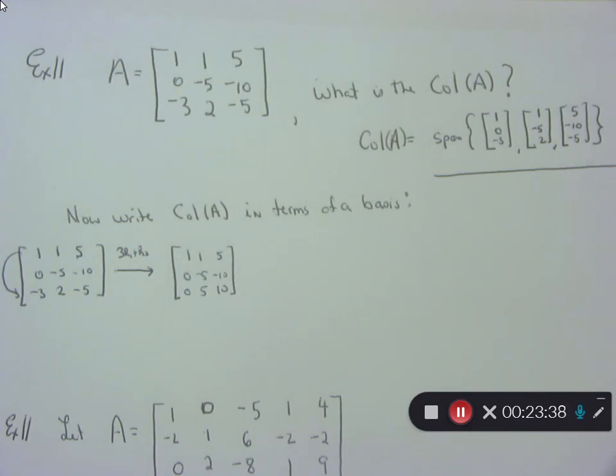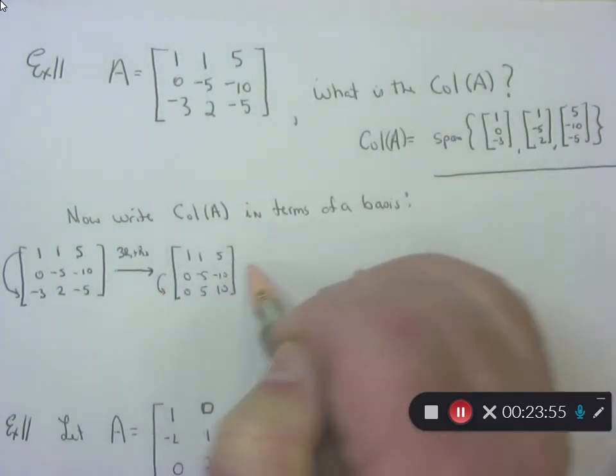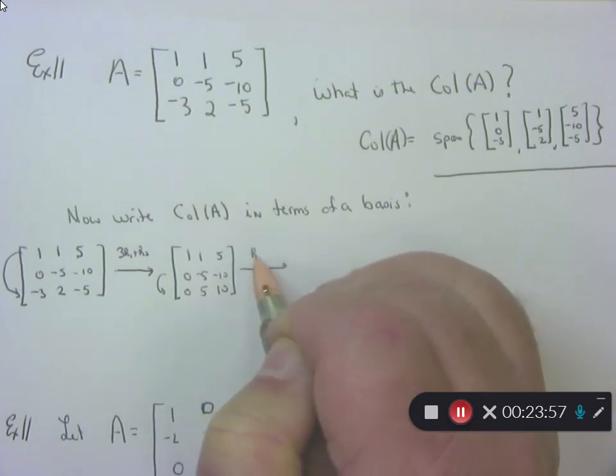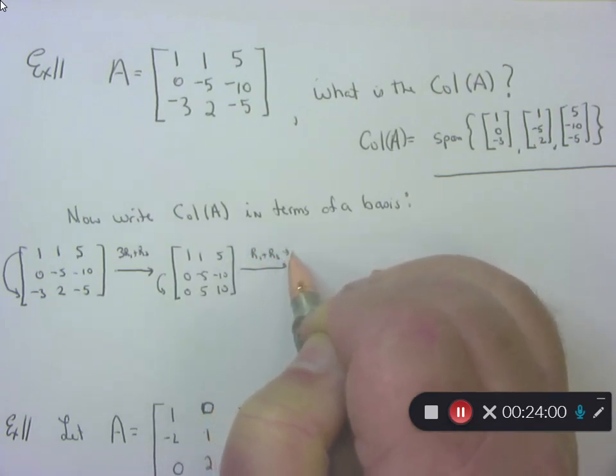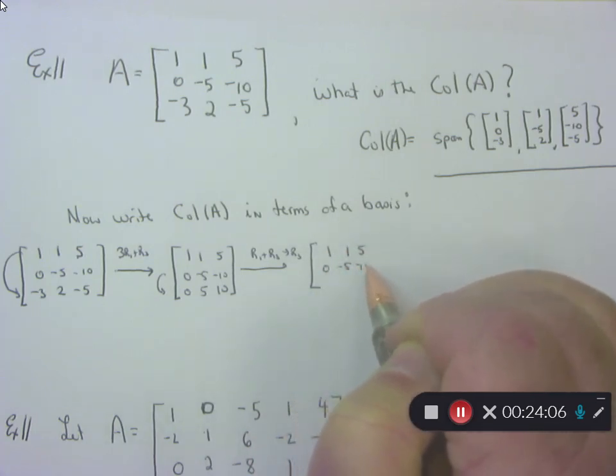So the new matrix is 1, 1, 5, 0, negative 5, negative 10, 0, 5, 10. What would your next move be? I wouldn't go for the pivot thing here. You can if you want to, but I noticed that these two rows are equal but opposite. So why don't I just sweep down, take row 2 and add it to row 3, and replace old row 3 with that? What would that give me? 1, 1, 5, 0, negative 5, negative 10, 0, 0, 0.